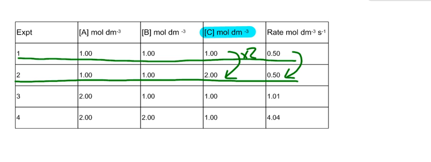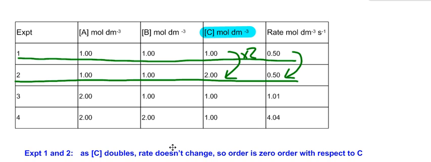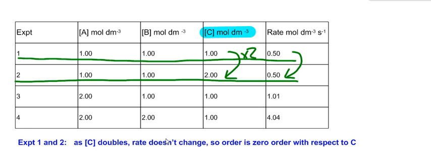So we could write that as, using experiments 1 and 2, which remember A and B are constant, only C changes, the rate doesn't change, so the order is zero order with respect to C. That is to say, however much you change the concentration of C, the rate of reaction is completely unaffected.